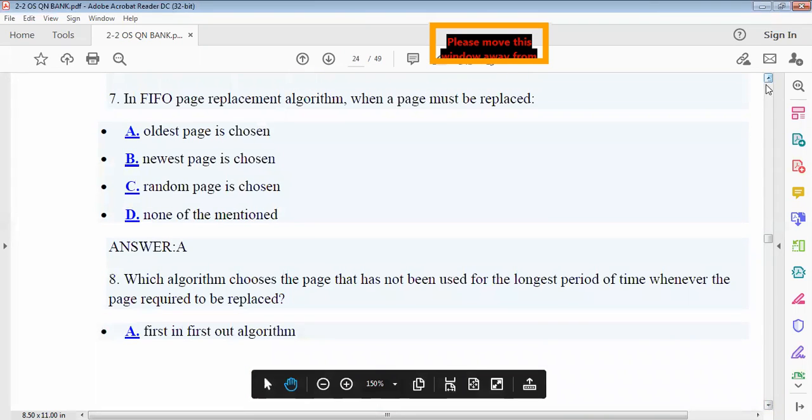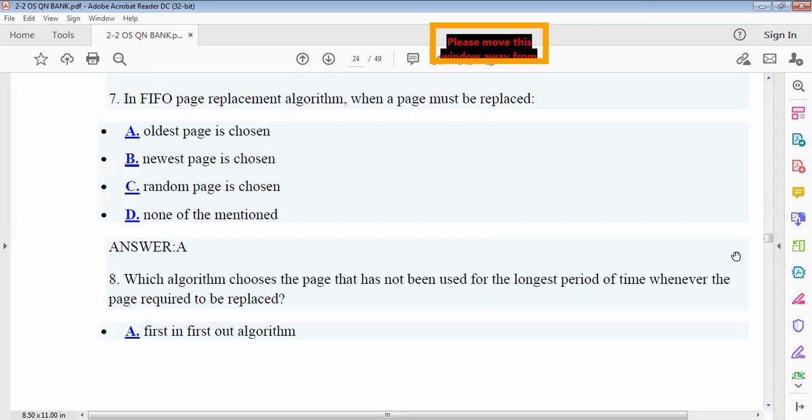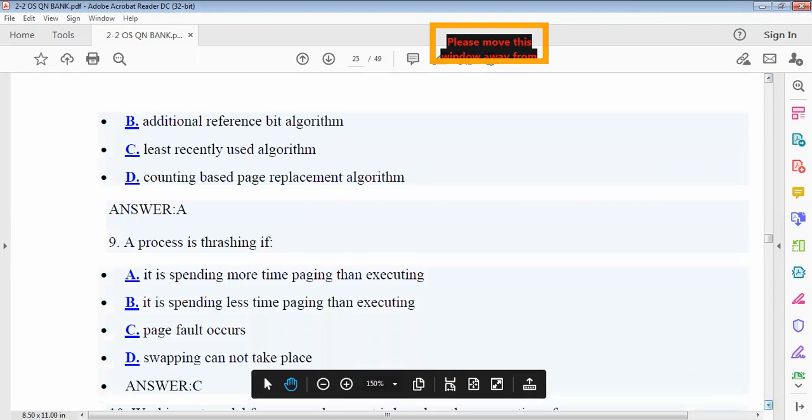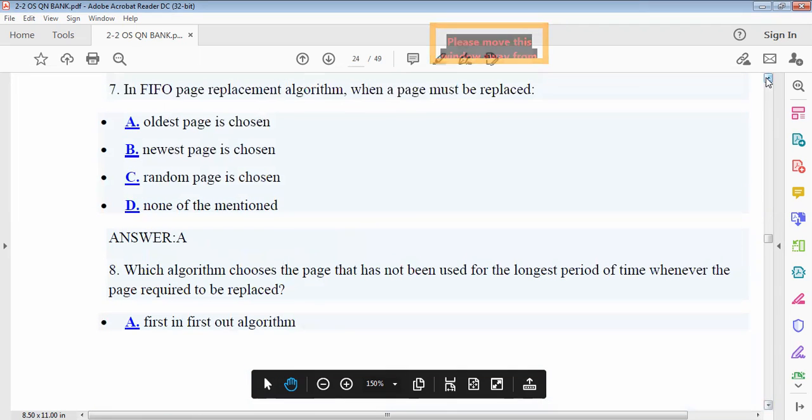Question number 8. Which algorithm chooses the page that has not been used for the longest period of time whenever a page is required to be replaced? Option A is correct. First in, first out algorithm.